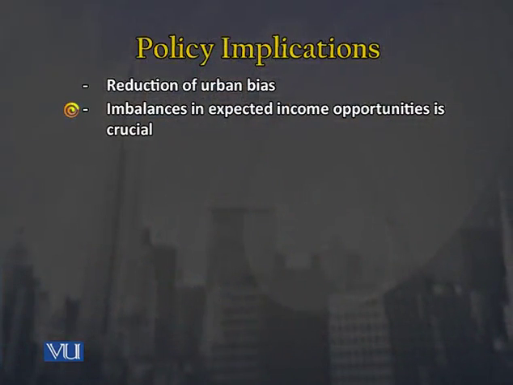So because of this reduced urban bias, we see that the rural area also gets developed. Then when the comparison is to be made by the people who are deciding to go for migration, they will find it difficult to find a big difference in the two wages which they are getting right now and which they will be getting if they move towards the urban area. Another important thing which needs to be looked at when designing the policies by the government is that the imbalances in the expected income opportunities are very crucial when people decide to move from one place to another.